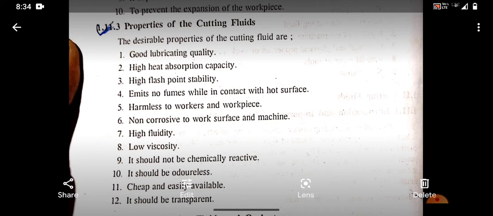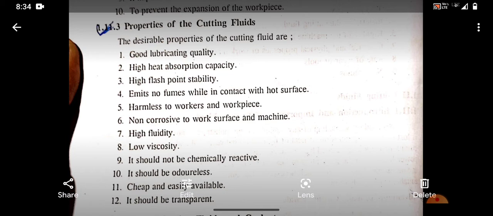High flash point stability. What happens sometimes, due to high cutting speed, there is some flash point, a fire may generate, like you have seen in the grinding operation. When you touch the workpiece to the grinding wheel, small flashes, very small fire points will come. So that is what high flash point will be reduced by the cutting fluid.